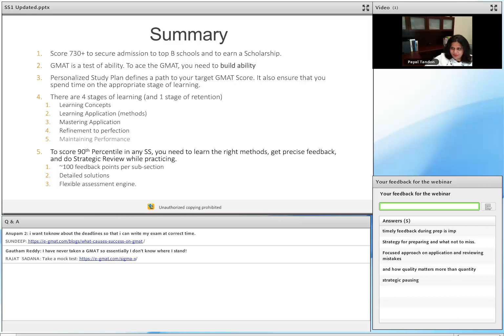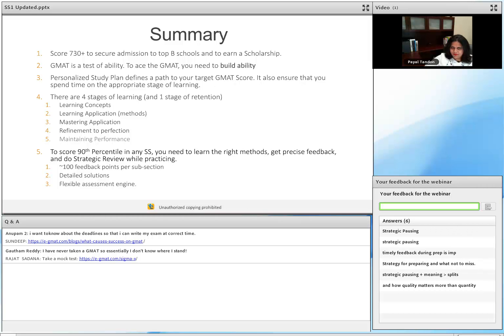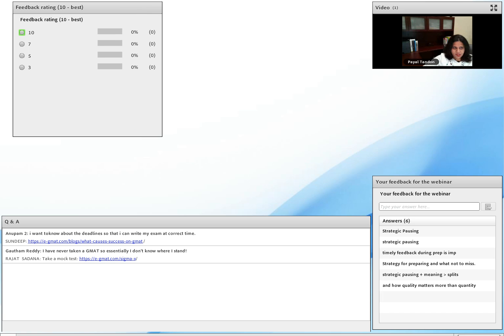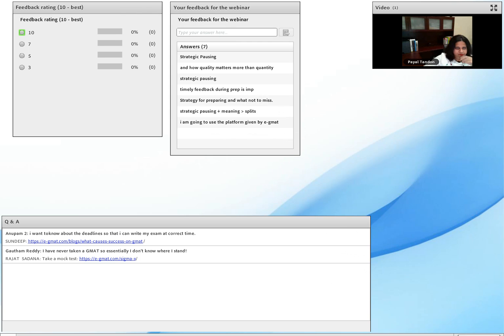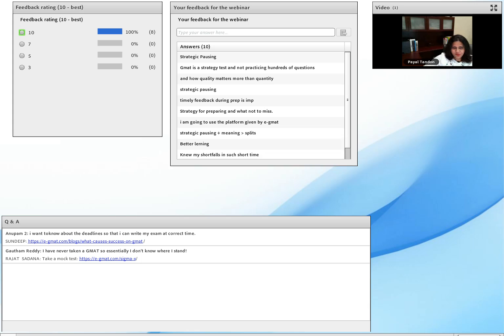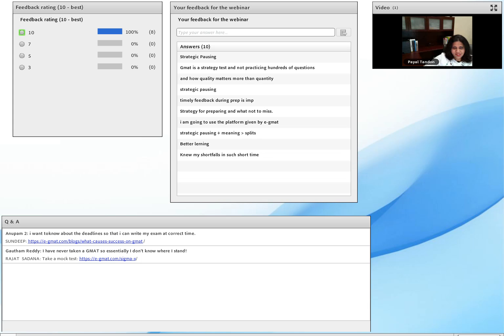I understood the right way to prepare. Very good. And I'm going to be sharing the PDF with you as well. Okay, let's read this. Strategic pausing plus meaning is greater than splits. Good. Timely feedback during prep is important. Very good. I'm glad that you recognize that. How the quality matters more than quantity. Knew my shortfalls in such a short time. Very good. I'm very glad to hear that. You guys are making my day, my weekend is starting on a very, very high note here.